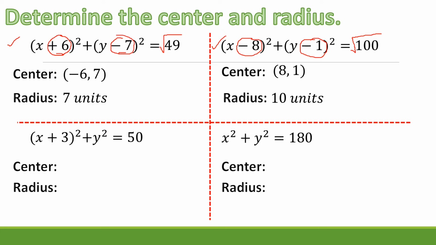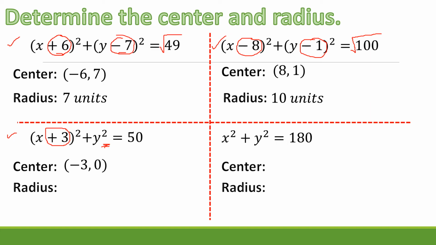Next one, let's have the third one. x plus 3 quantity squared plus y squared equals 50. For the center, we use the opposite of this constant term. So positive 3 becomes negative 3, but on our y part, there is no constant term. Therefore, what we do have here is 0. So our center here is (-3, 0), because we don't have a constant term for our y part.